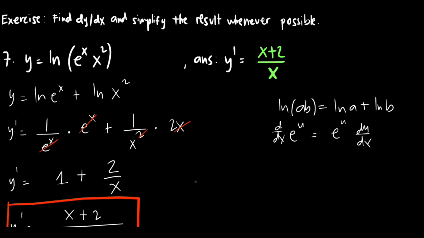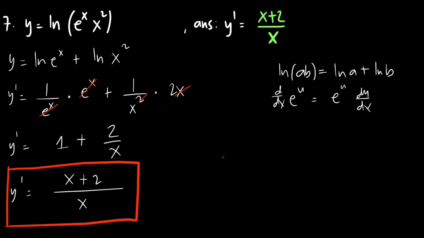So let's check if our answer is correct. So y prime is equal to x plus 2 all over x. So our answer here is correct. So let's proceed to another number.